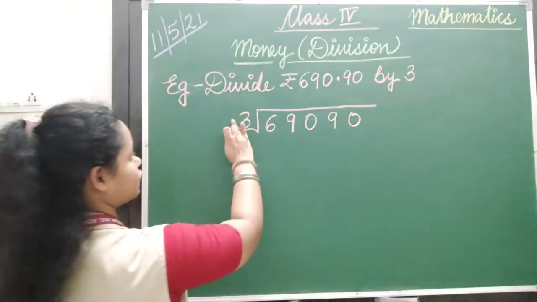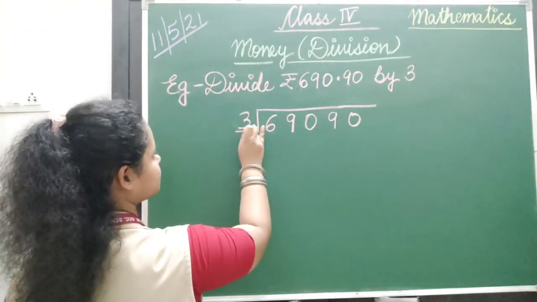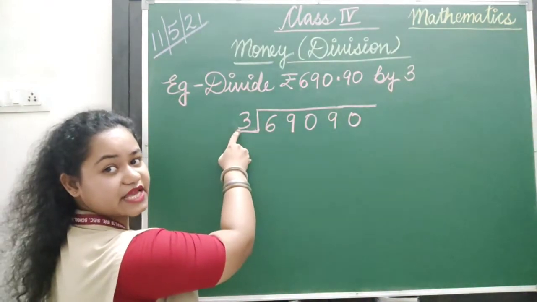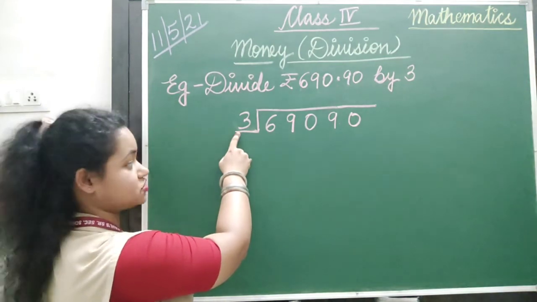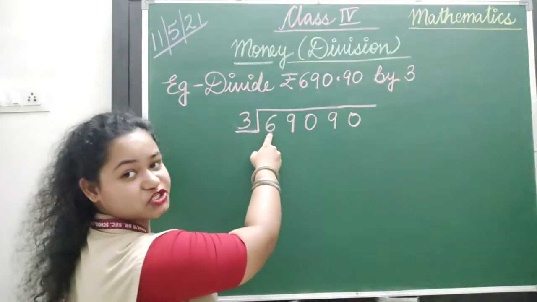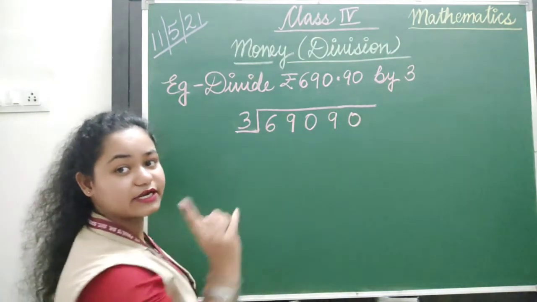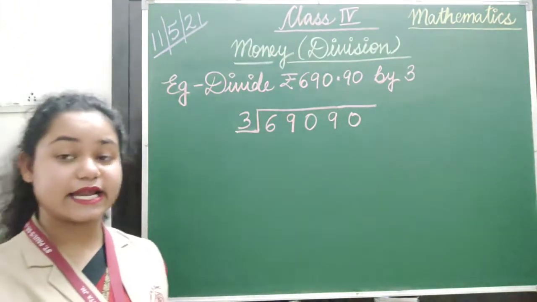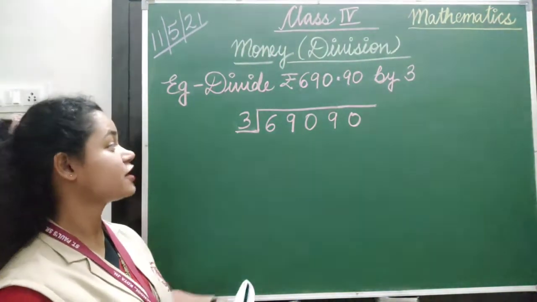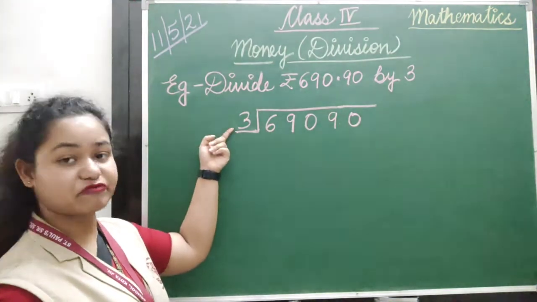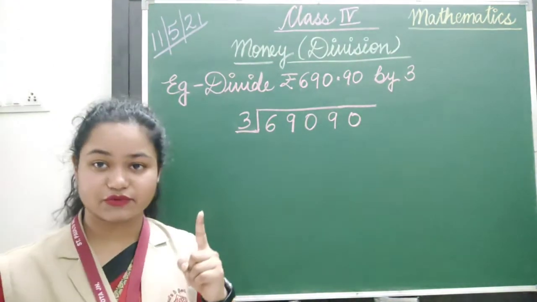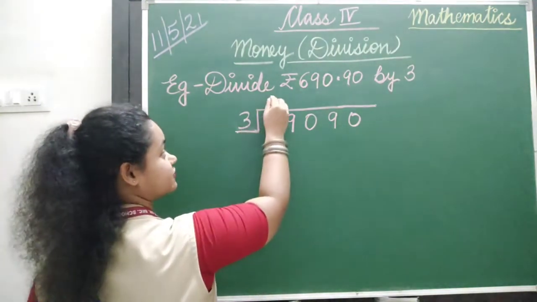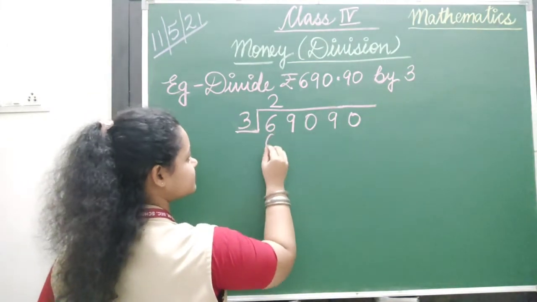Understood? So, here, the divisor is of how many digits? One digit. So, you are going to see the first digit of the number. Understood? So, the first digit is 6, which is greater than 3. Now, let's say the table of 3 and find out whether 6 is coming in the table of 3 or not. So, 3 ones are 3, 3 twos are 6.